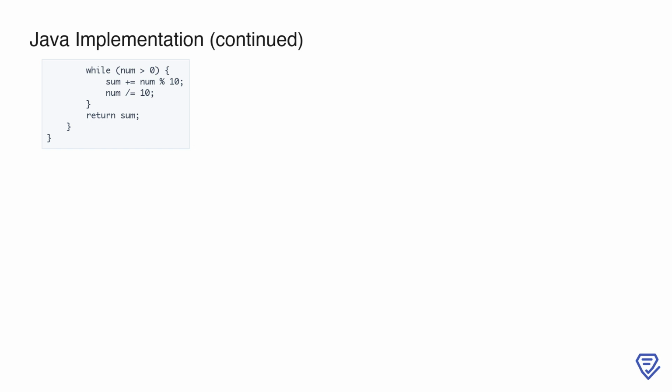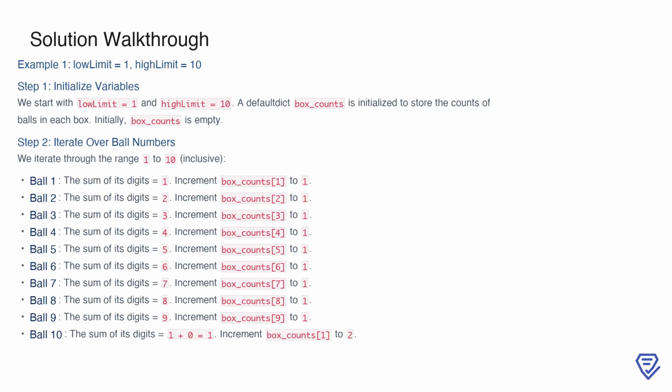This helper method is crucial for determining the box number for each ball based on the sum of its digits, ensuring that the logic in the main countBalls method operates correctly. To solve this problem, we start with the given range, where low limit is 1 and high limit is 10. Our goal is to determine how many balls end up in each box based on the sum of their digits, and then find the box with the maximum number of balls.